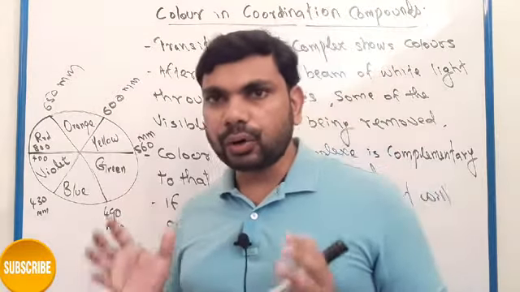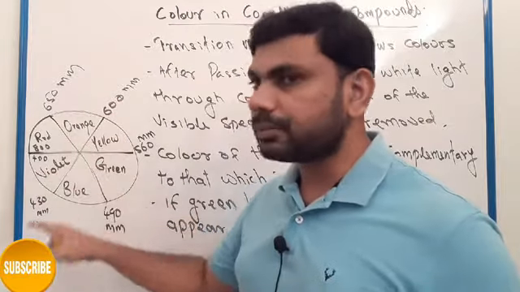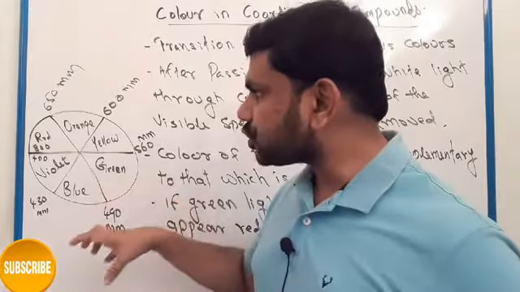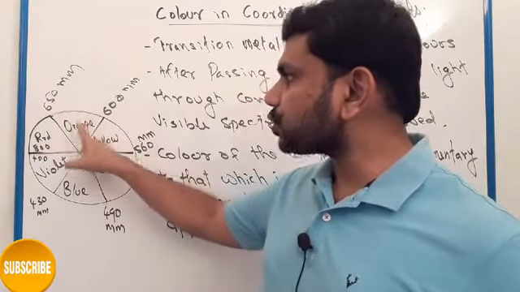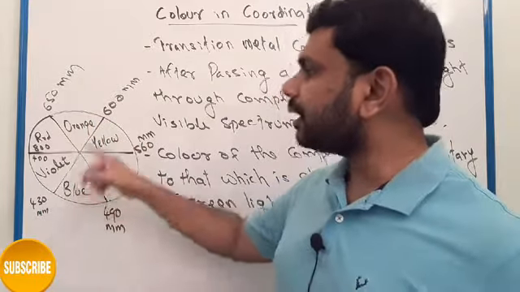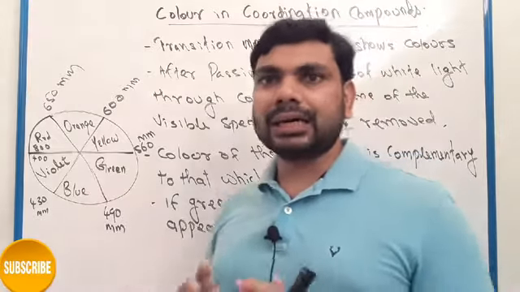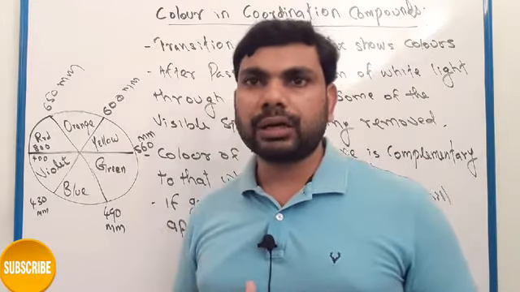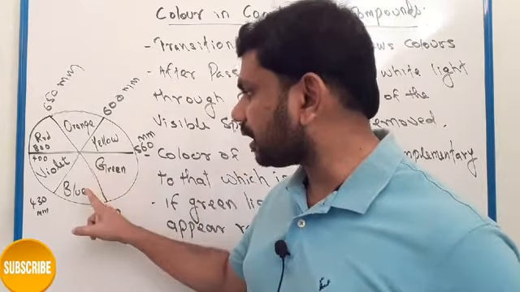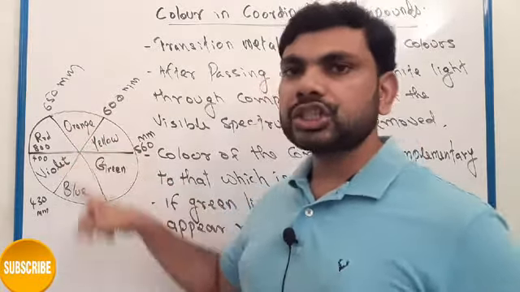So the color of a coordination compound is the complementary color of the light absorbed by the coordination compound. If the coordination compound absorbs a wavelength corresponding to orange color, then the coordination compound appears blue. That means the complementary color. The color depends on the complementary color of the light absorbed.